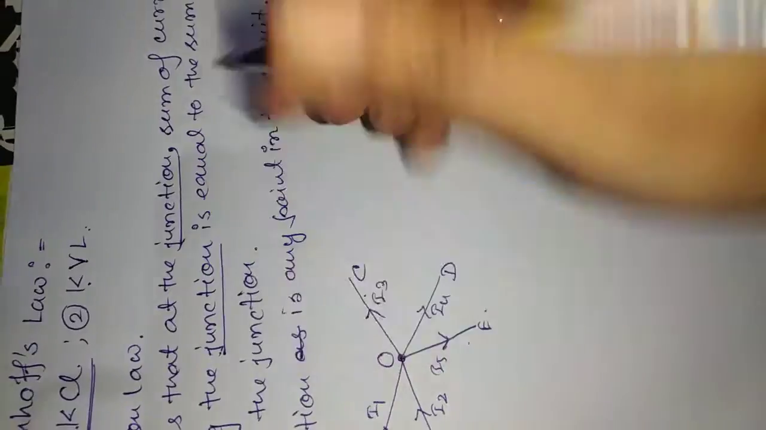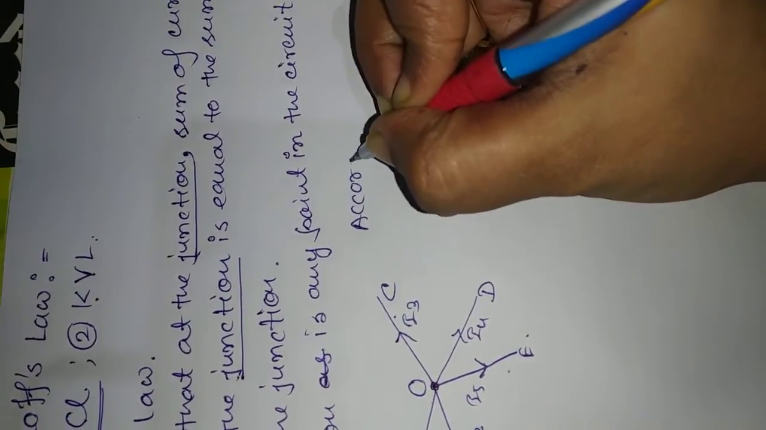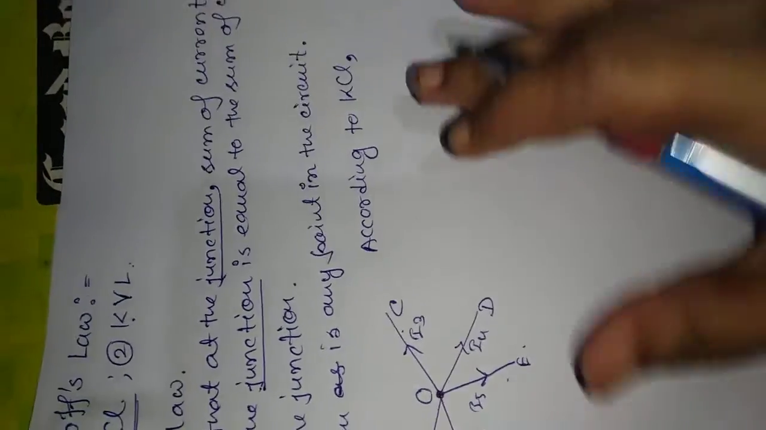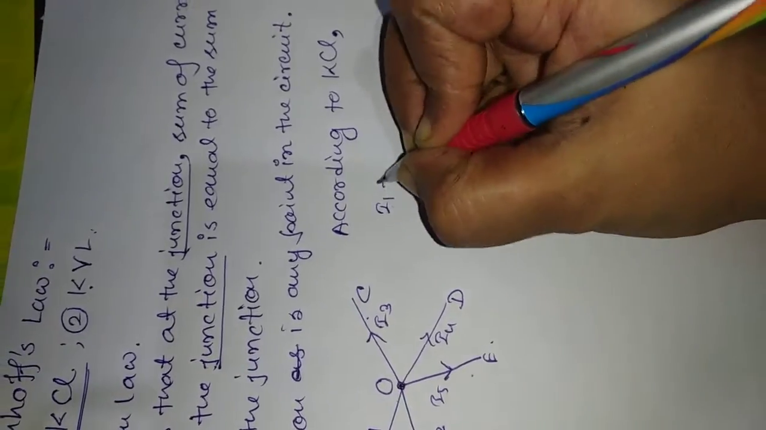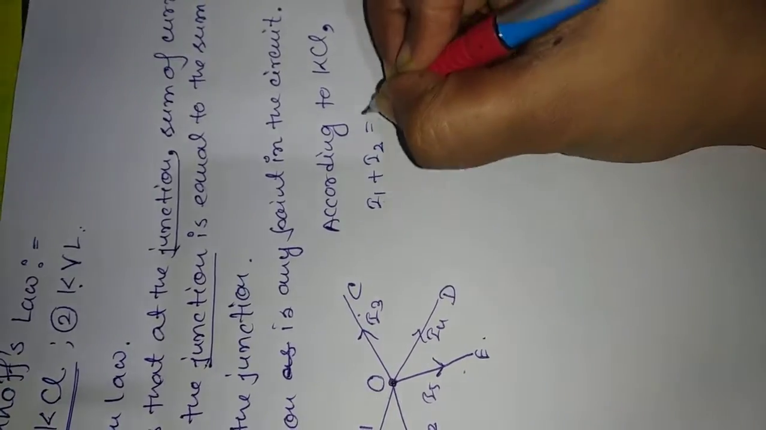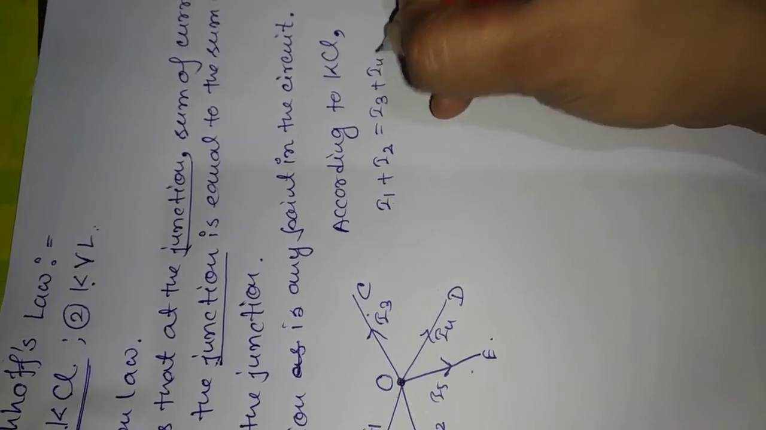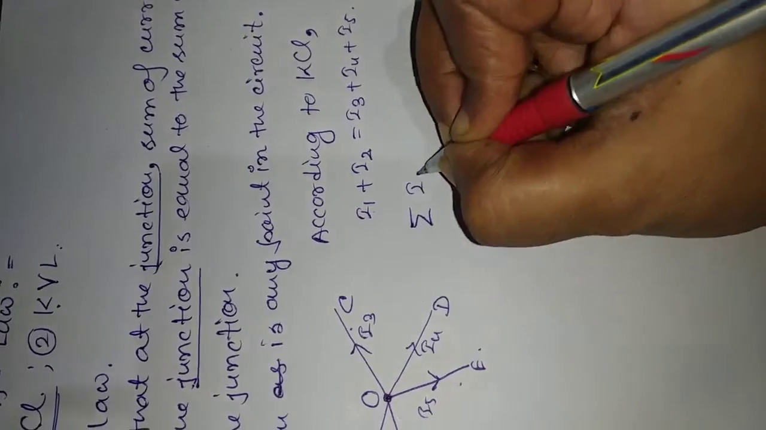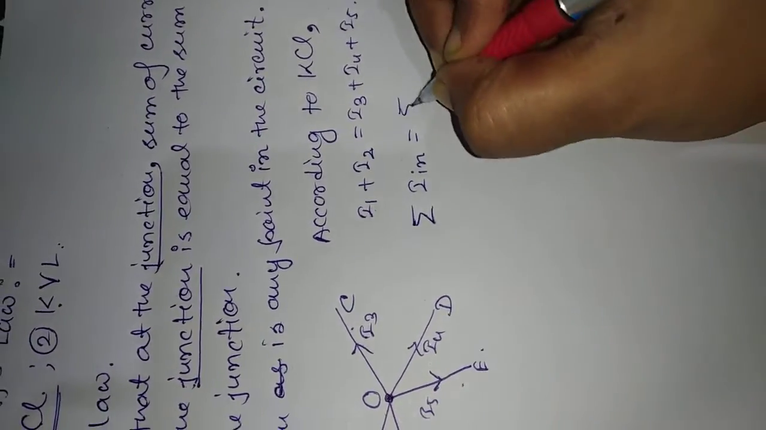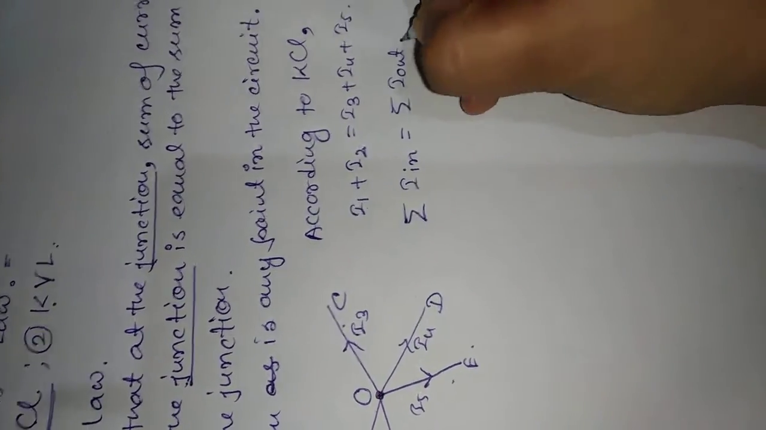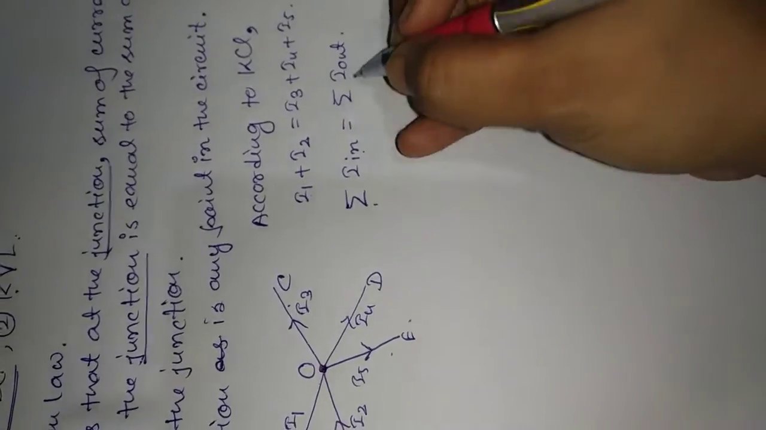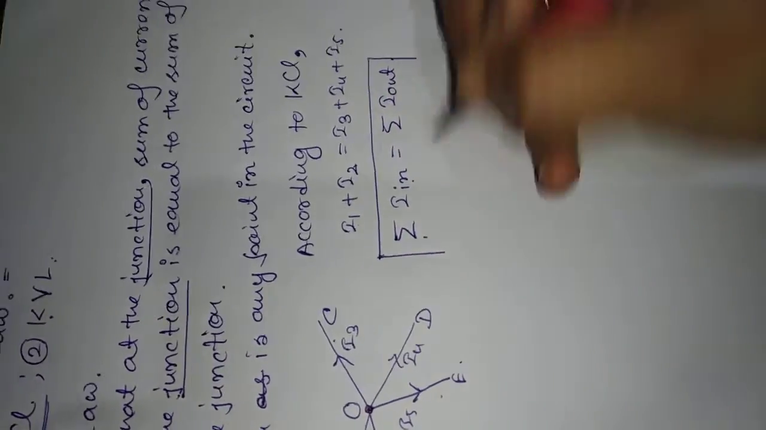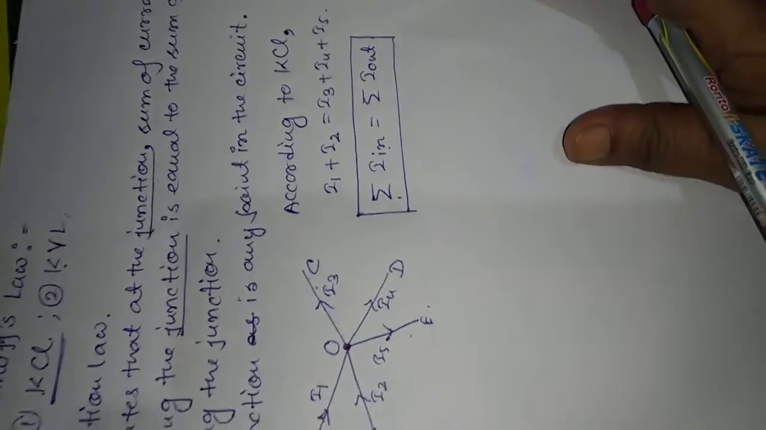According to Kirchhoff's law, or according to KCL, I1 plus I2 should be equal to I3 plus I4 plus I5. In general, you can write summation of I in is equal to summation of I out. So this is the general formula of KCL. Clear?